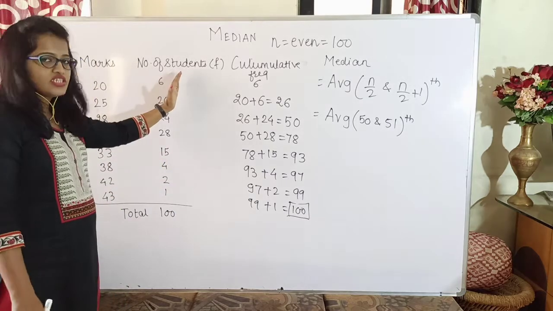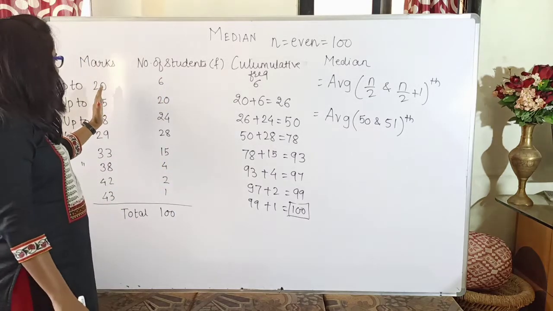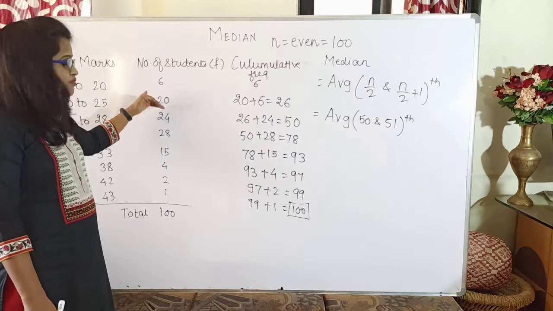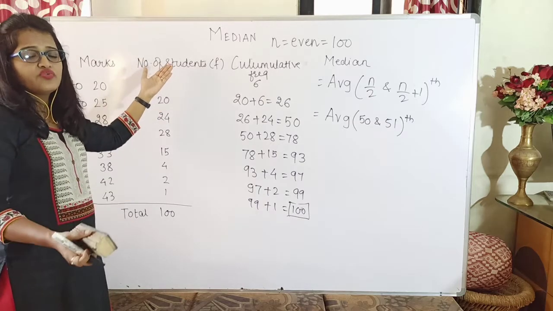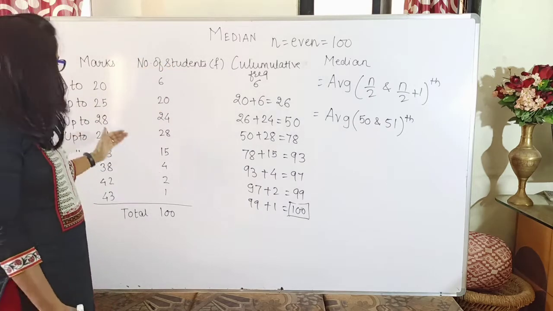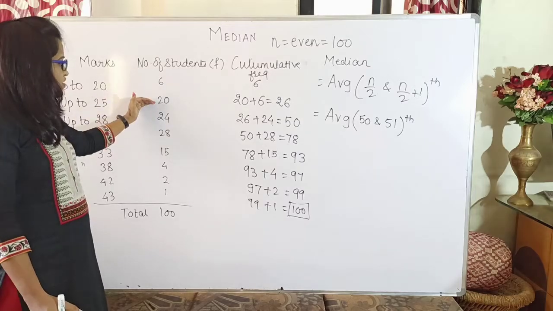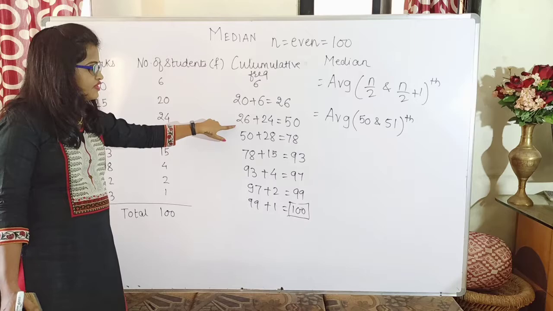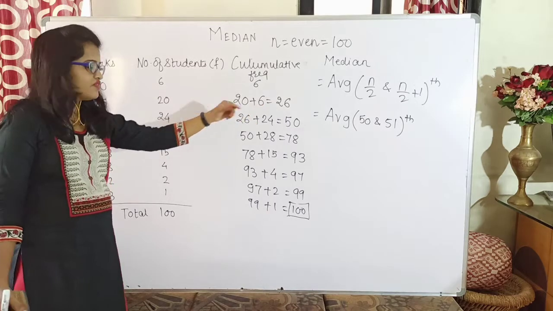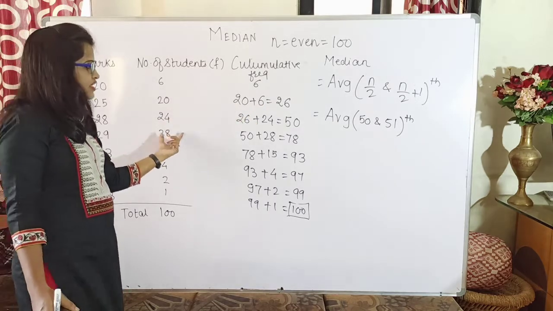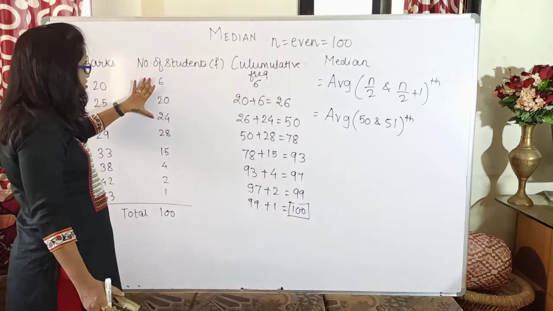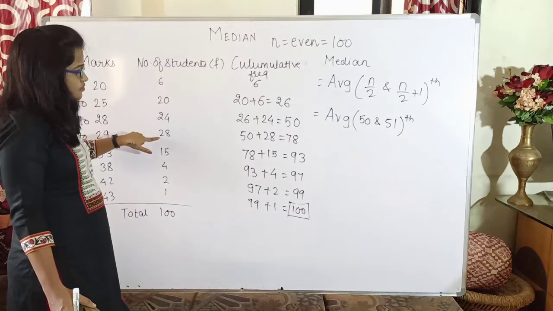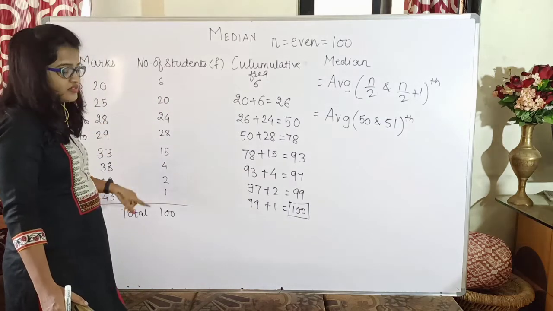Till 20 there were 6 numbers, 6 students. Till 25 there were this 20 plus the previous 6, because till 25 means the previous also you have to add. Till 28, addition of above 2, in that you will add 24. So this addition I have already found, so I will be just adding 24 to the previous value. In next case, add 28. So 50 was the addition till these 3 rows, in that you added 28 and so on.